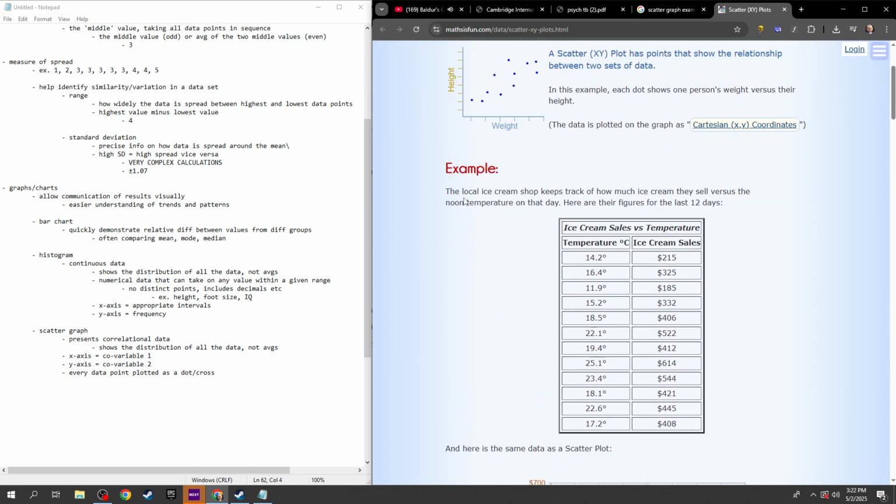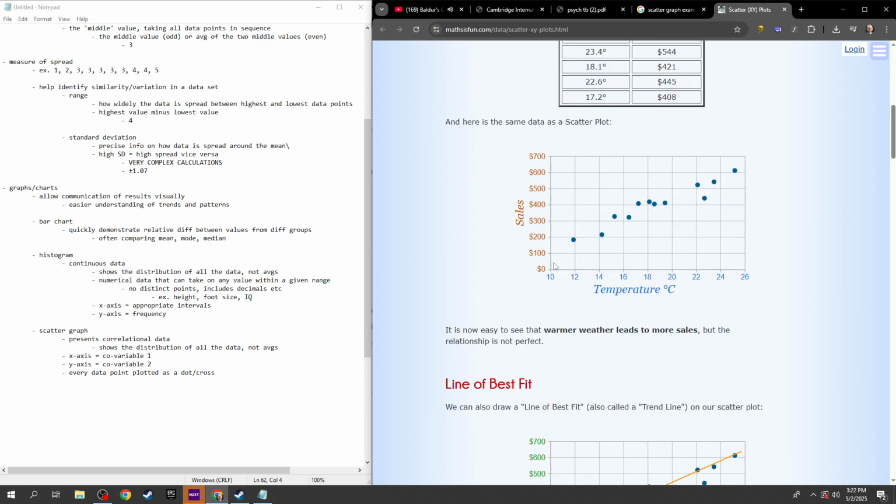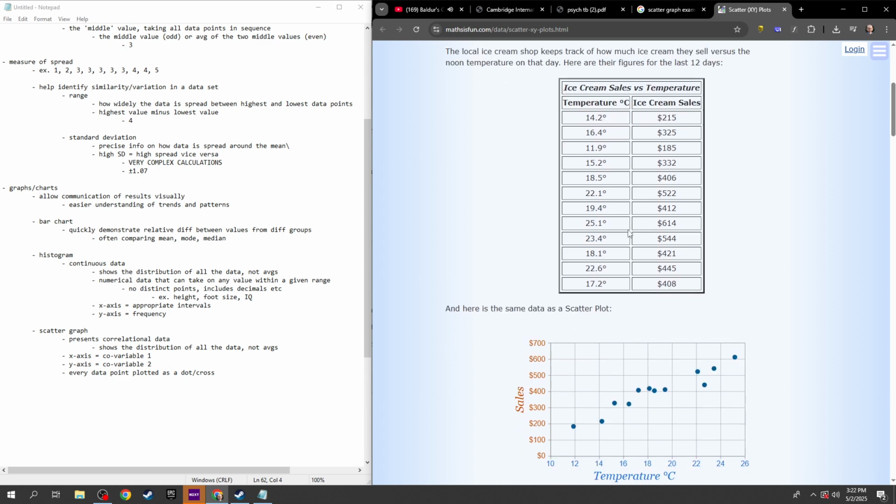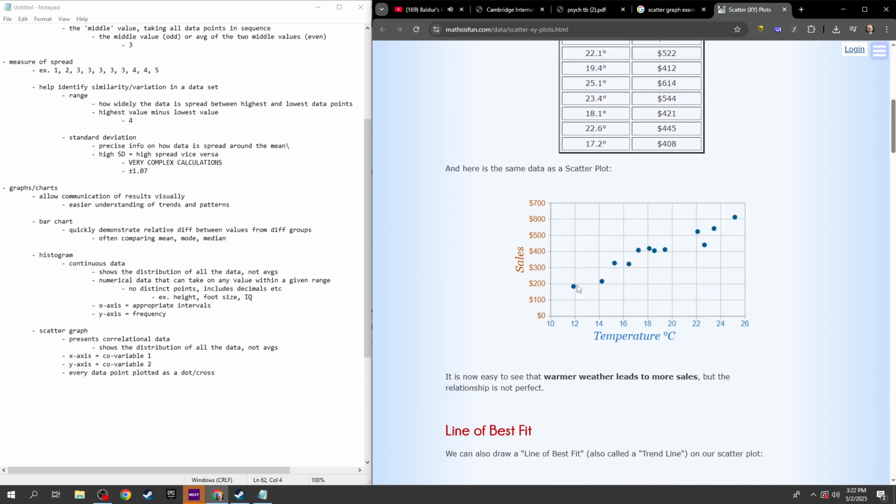Example here. The local ice cream shop keeps track of how much ice cream they sell versus the noon temperature on that day. Here are the figures for the last 12 days. So they plot each of these points, right? Because we have two covariables here: temperature and ice cream sales. How much ice cream are they selling, and what temperature is it during that day? So they plot that on this scatter plot, and it looks like this.